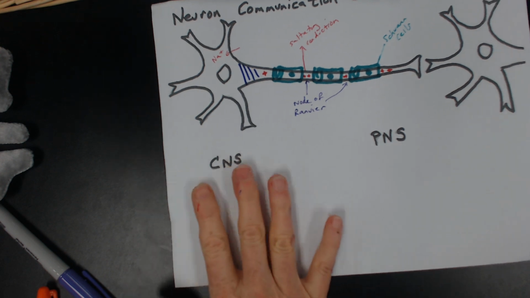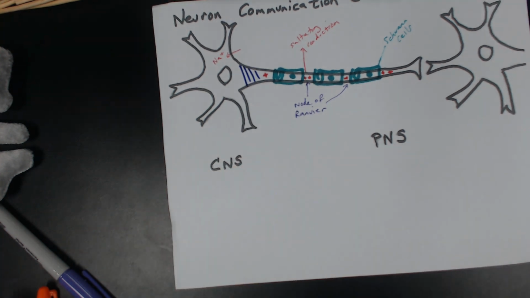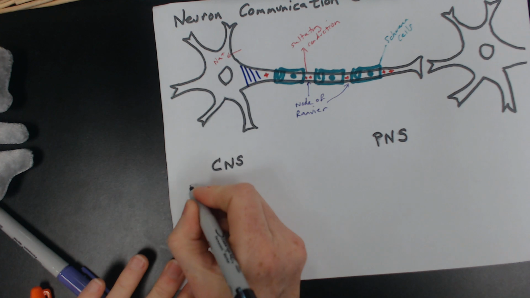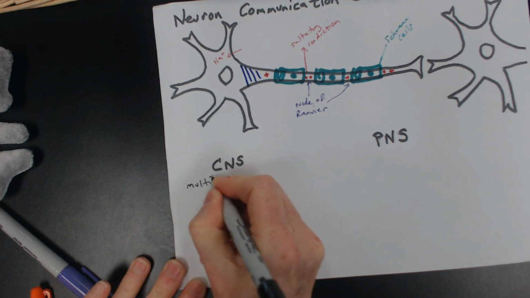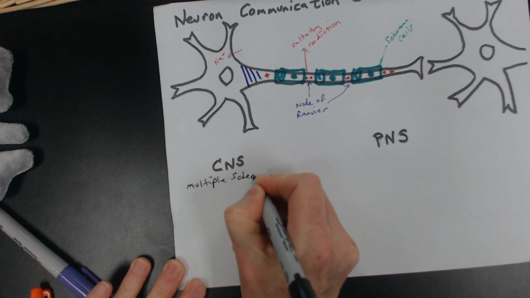Let's start over here with the CNS side. Does anyone know the name of the demyelinating disorder that's found in the central nervous system? A lot of people have it. Anybody? MS, yeah, multiple sclerosis. So in the CNS, the demyelinating disorder that's fairly common these days is called multiple sclerosis.